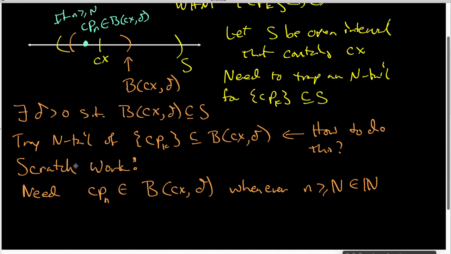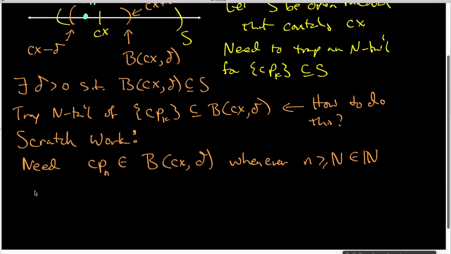Now, I don't know what capital N is supposed to be, but what I do know is that c times p_n is trapped on the bottom by cx minus delta, and it's trapped on the top by cx plus delta. So my picture is telling me that I'll get what I want.